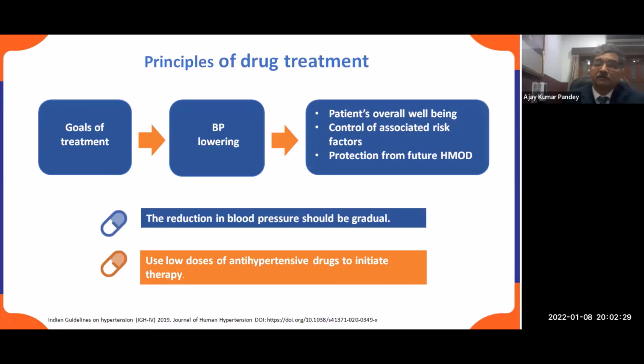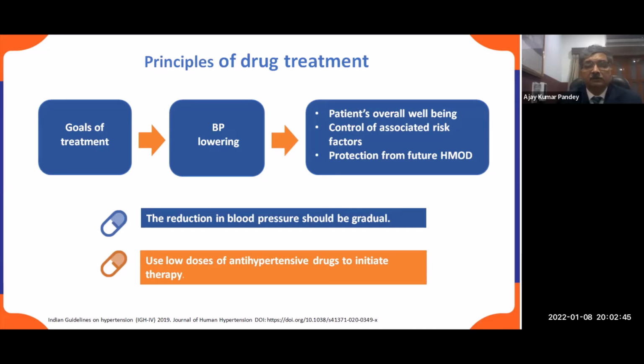And the goals of treatment are the patient's overall well-being and control of other risk factors. Like treating only blood pressure is not the ball game. We have to take care of the sugar, we have to take care of the lipid level, we have to take care of smoking cessation, the alcohol, and other risk factors.